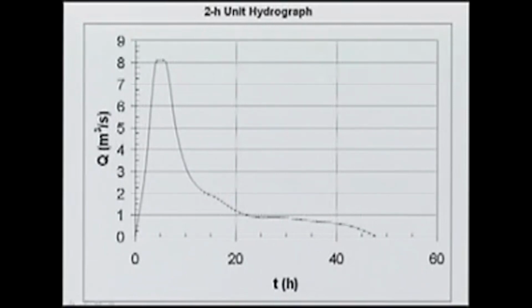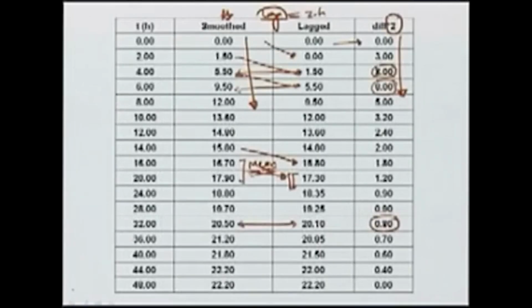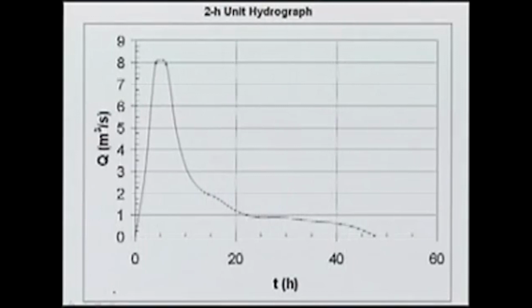In this case, these 2 points are, as can be seen from this table, 8, and therefore, when we draw the hydrograph, it goes little more than 8. We can again draw a smooth curve. So, some curve like this may be better suited for the hydrograph.